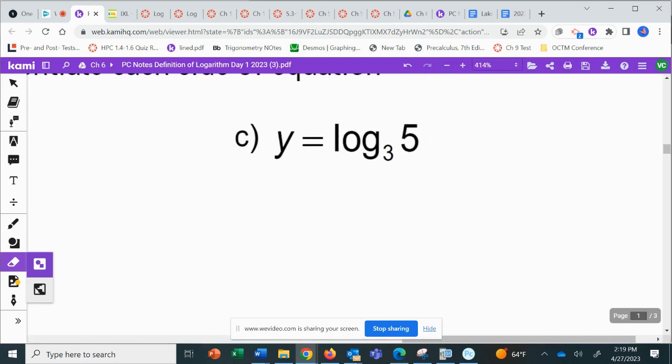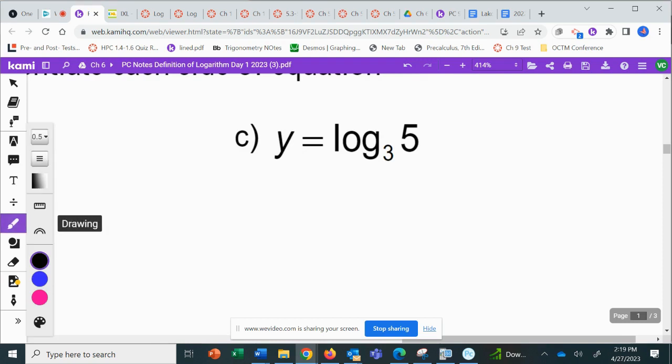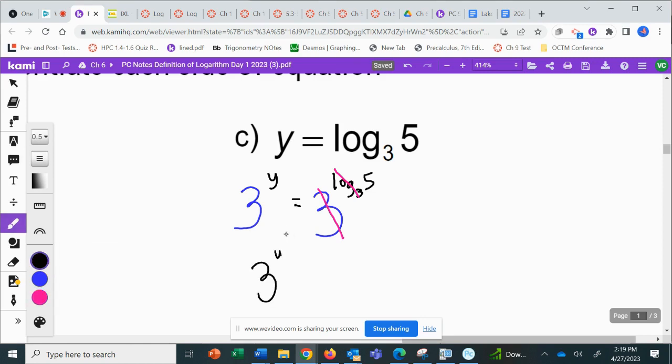We're not solving, we're just switching the form. So we're going to exponentiate. What should be my big number? 3, because 3 is the base. I'm going to put a base of 3 to both sides. Log base 3 of 5. 3 and log base 3 cancel. We get 3 to the y equals 5. And we are done. We went from log form to exponential form.